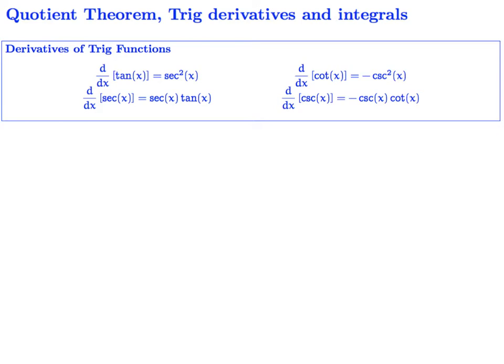The derivatives of trig functions. So, things you want to memorize. The derivative of tangent is secant squared. The derivative of cotangent is negative cosecant squared. The derivative of secant is secant tangent. The derivative of cosecant is negative cosecant cotangent.